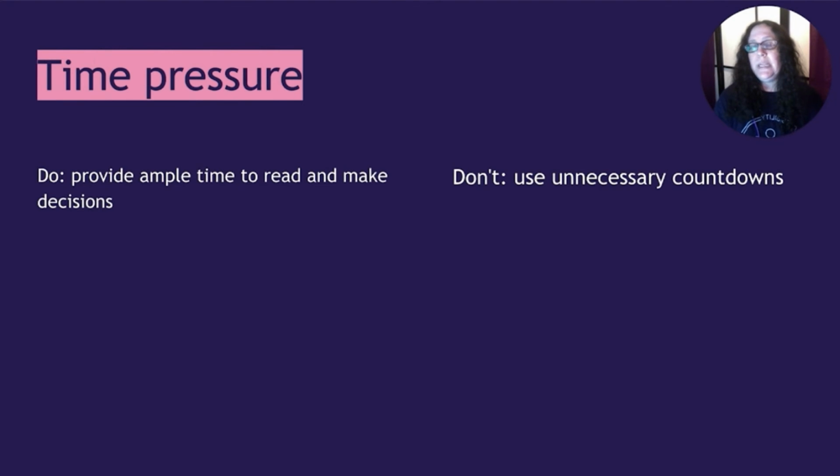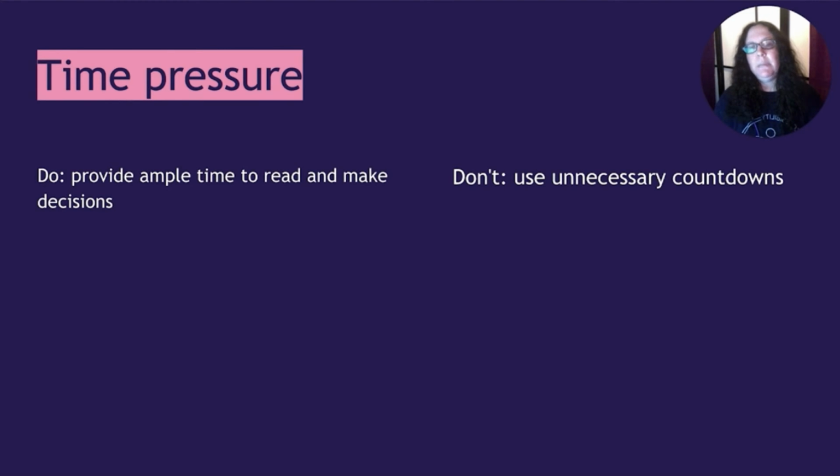And the last one here is time pressure. So do provide ample time to read and make decisions, and don't use unnecessary countdowns. One of the things I've seen, I think it's on Eventbrite, if you don't have an account yet and you want to book tickets for something, it'll say, great, you can create an account and you won't lose your tickets or whatever, and it puts like an 8-minute counter up, and you can see the seconds ticking by as you fill out your account to create your own account.